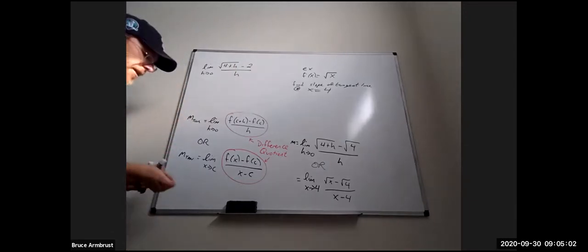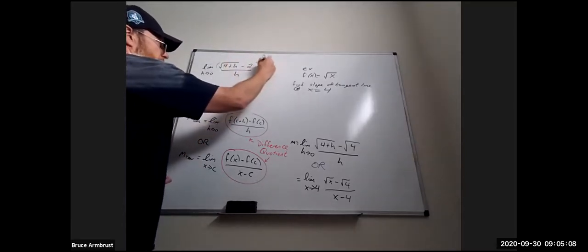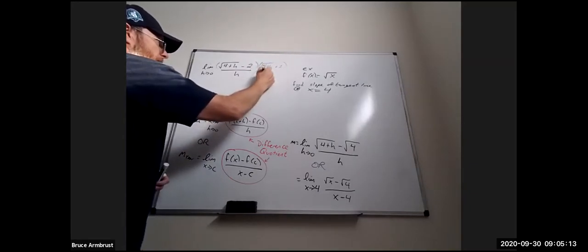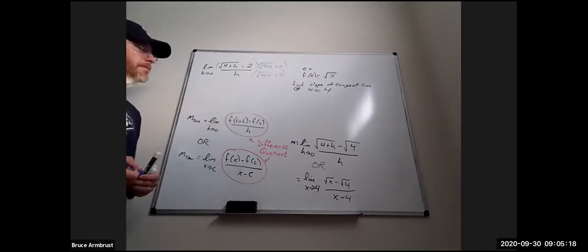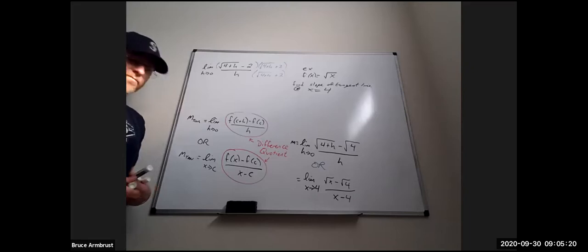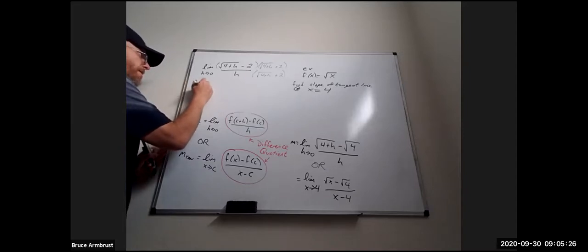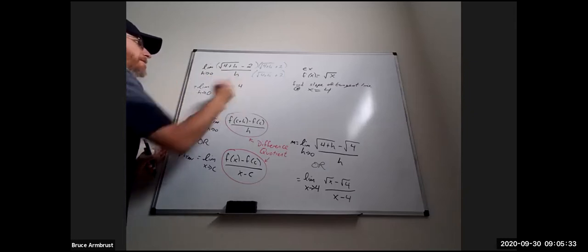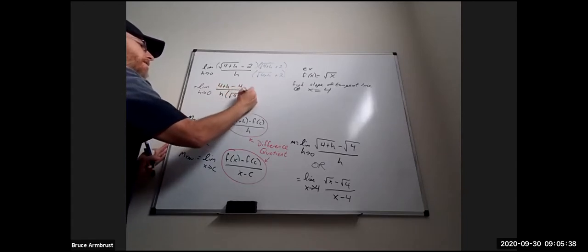So to rationalize, I need the conjugate. I'm going to multiply top and bottom by the conjugate, which is going to be the square root of 4 plus h plus 2. So I just have to put those on top and bottom. When I distribute, I'm just going to distribute on the top. If I multiply that out, it's a difference of squares. I get 4 plus h minus 4 over h times that conjugate.